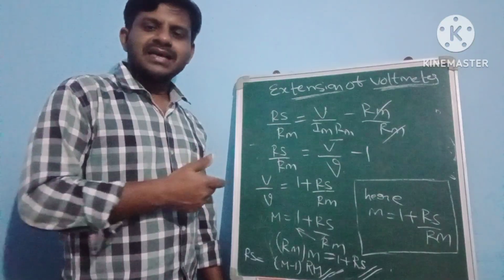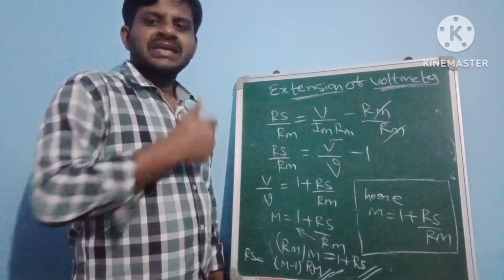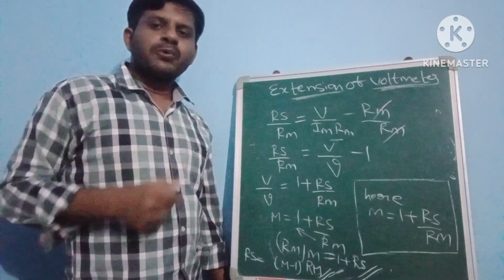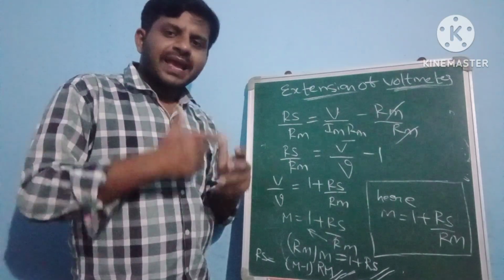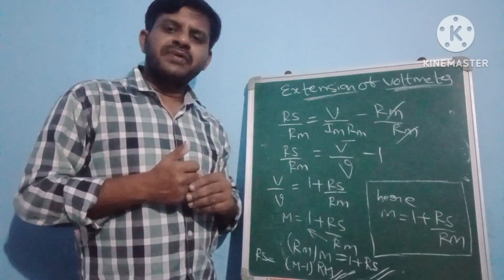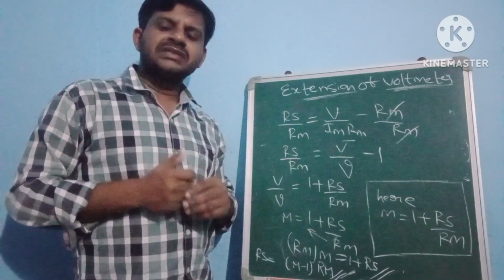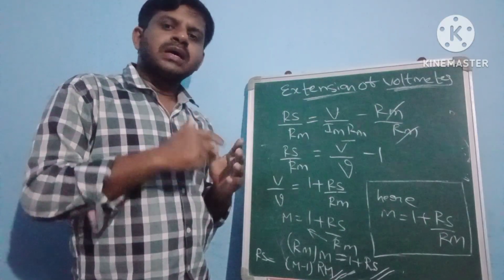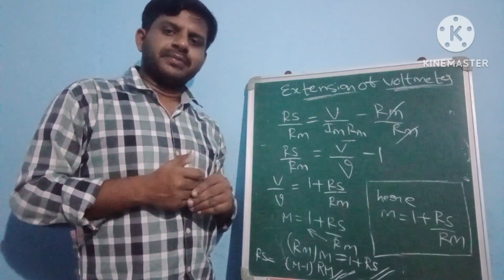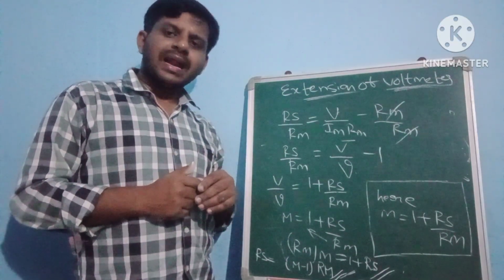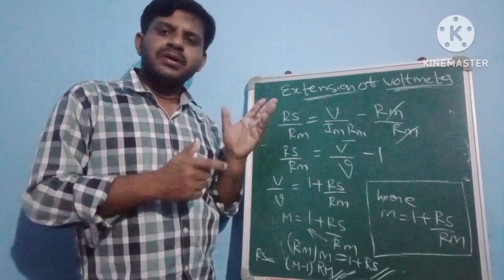So this is today's class on the extension of range of both voltmeter and ammeter. By adding the multiplication factor for the DC voltmeter as well as the ammeter, we can use high voltage and current ranges. So this is the entire range extension of meters.